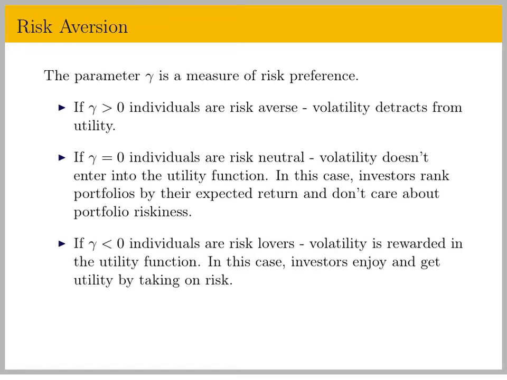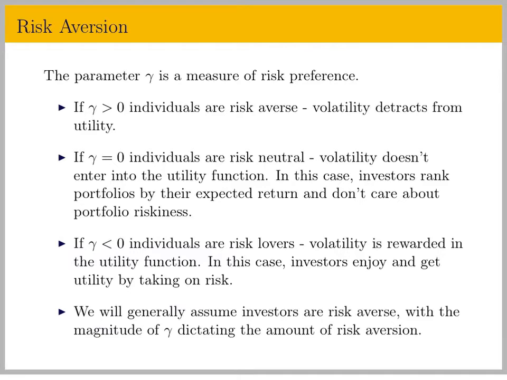If gamma is less than 0, well, there's a double negative sign. That is, u equals mu minus gamma, which is now a negative number, could be interpreted as plus a positive number times sigma squared. In that case, volatility is entering the utility function positively, and that means that investors are risk loving, and so they want to take on risk.